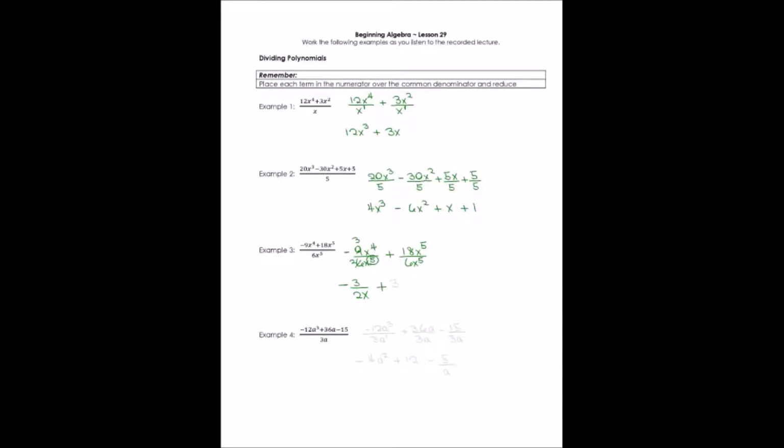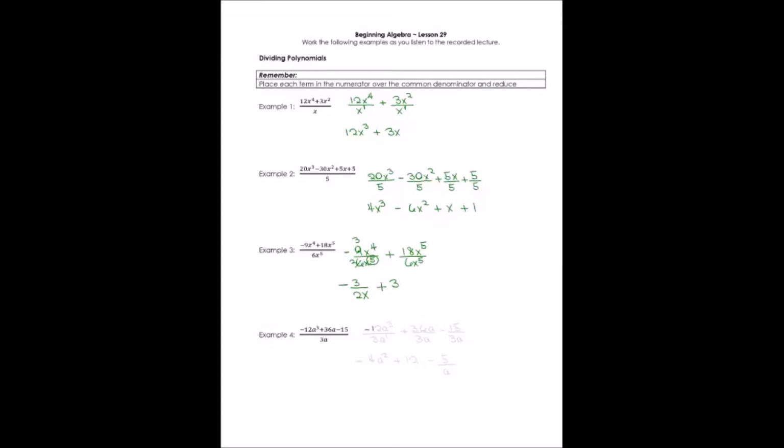Plus the second term, 18 divided by 6 gives me the whole number 3, and x to the 5th over x to the 5th cancels, makes just 1, so I just have the whole number 3. The answer is negative 3 over 2x plus 3.